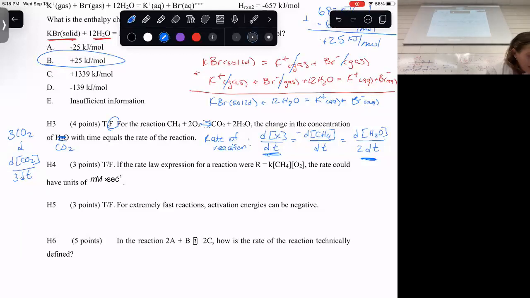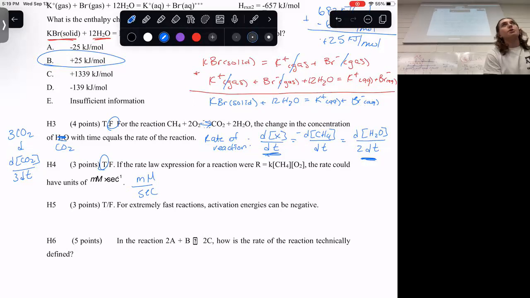Okay, question 4. If the rate law expression for a reaction is rate equals k[CH4][O2], the rate could have units of millimolar over seconds. True or false? True. And why is that true? What order is CH4 here? This is first order. What is O2? First order.